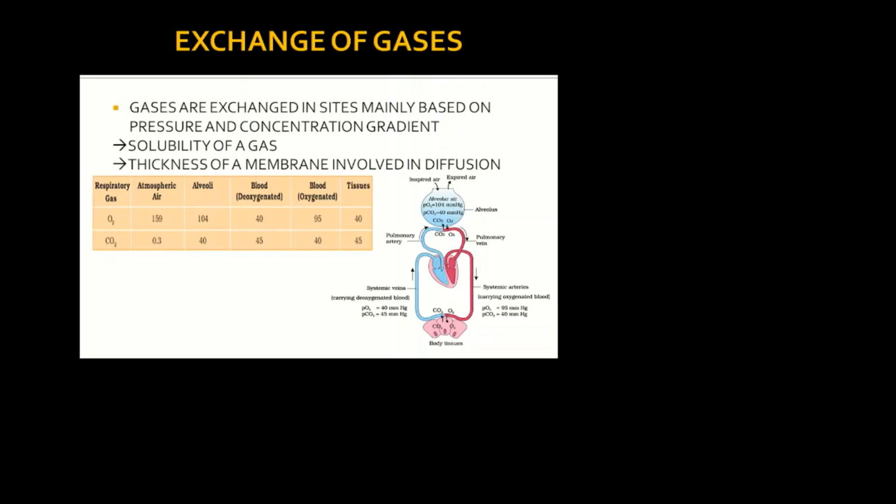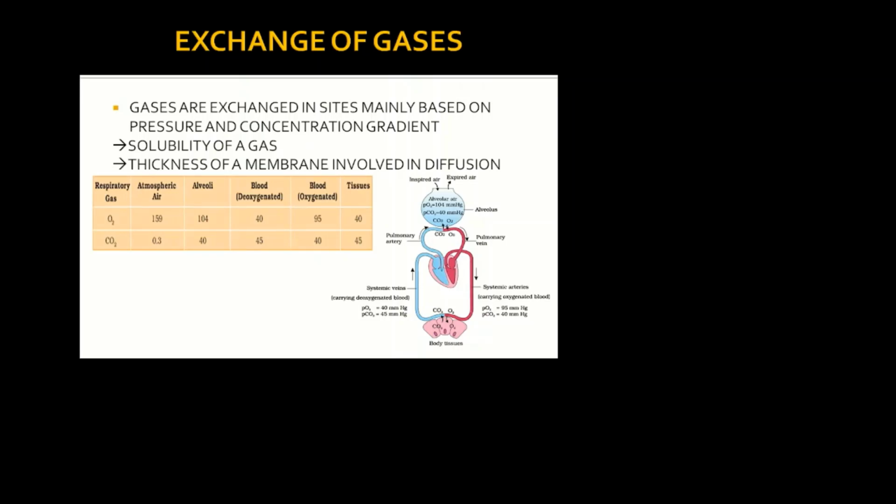Blood is deoxygenated, so there is less oxygen. Oxygen will be 40 and carbon dioxide will be 45. When blood is oxygenated, it has more oxygen, 95, and PCO2 will be 40.